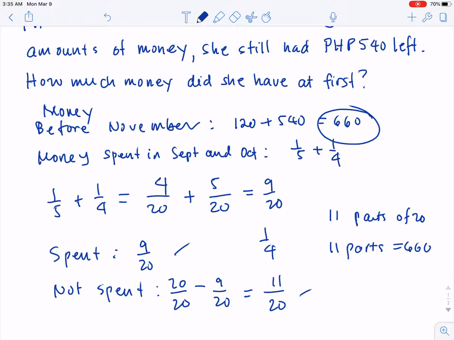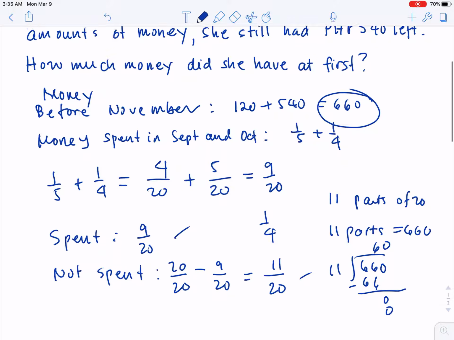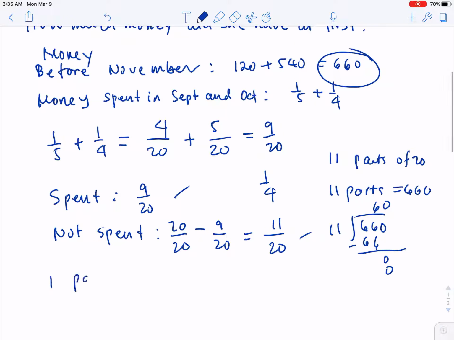So, para makuha natin yung one part, 660 divided by 11. Ano yun? 660 divided by 11 is 60, di ba? So, ang one part nung money niya ay 60 pesos.